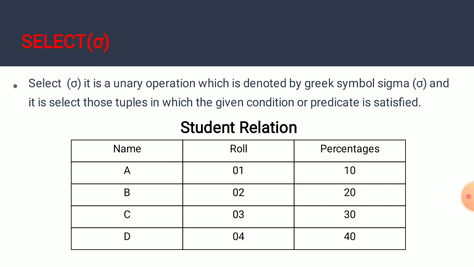Firstly, let's start with the select operation. Select is a unary operation denoted by the Greek symbol sigma, and it selects those tuples in which the given condition or predicate is satisfied. Here we take an example of a student relation with three attributes: name, roll number and percentage, in which four tuples are there.